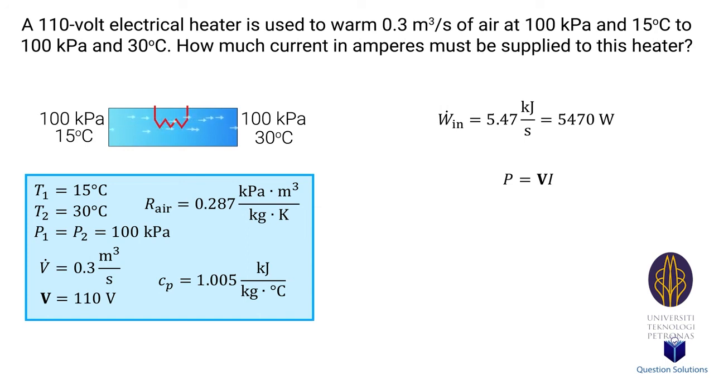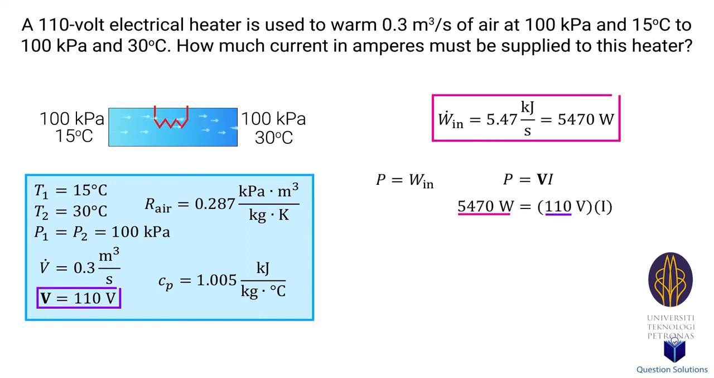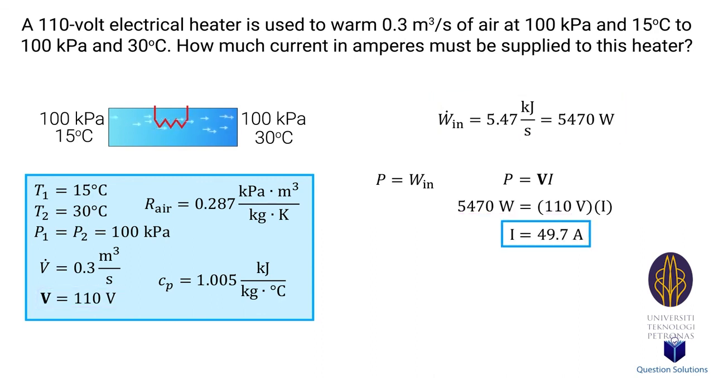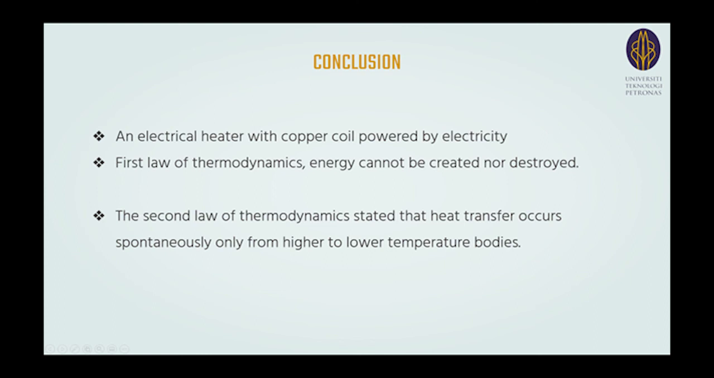How do we use this to figure out the current of the heater? Well, power is equal to current times voltage. The work input is our power. We have the voltage and all we need to do is solve for current. Solving gives us the current that's applied to the heater.